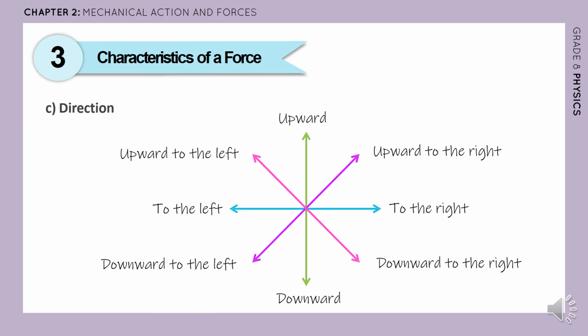So now, what about the third characteristic of a force? We have the direction. The direction can be upwards, downwards, to the right, to the left, or it can be upward to the right. This is it. It can be upward to the left. This is upward to the left. It can be downward to the right, and it can be downward to the left.